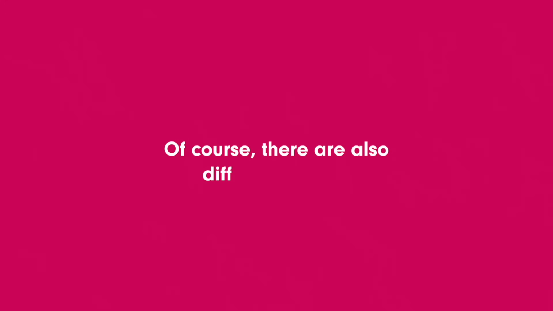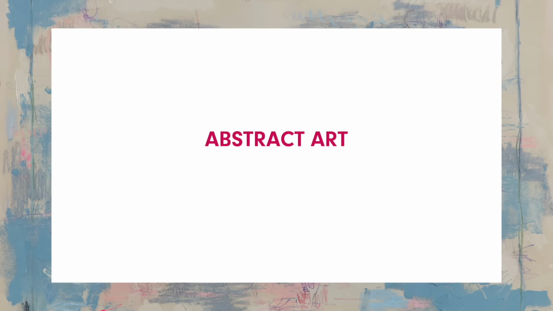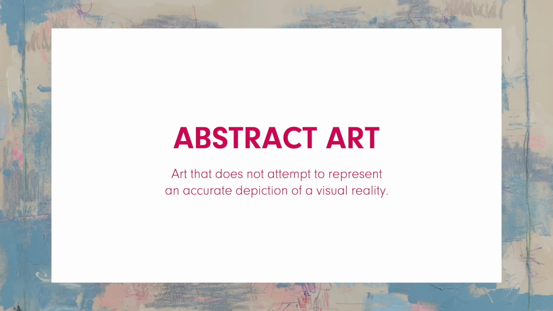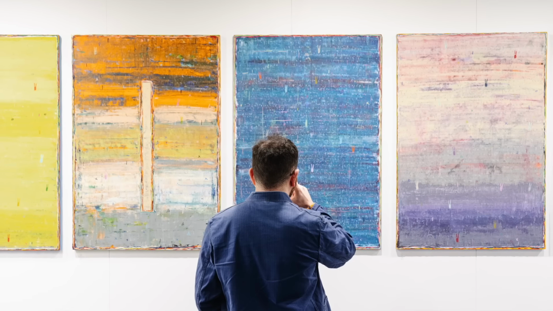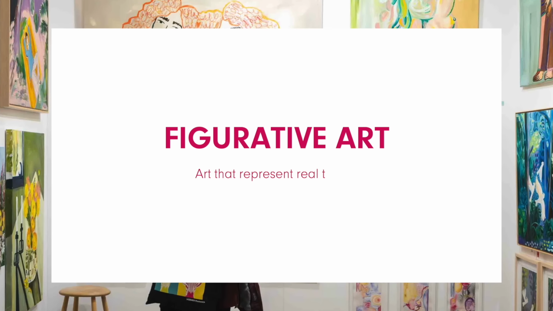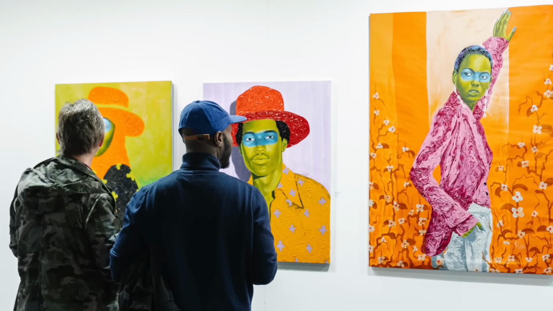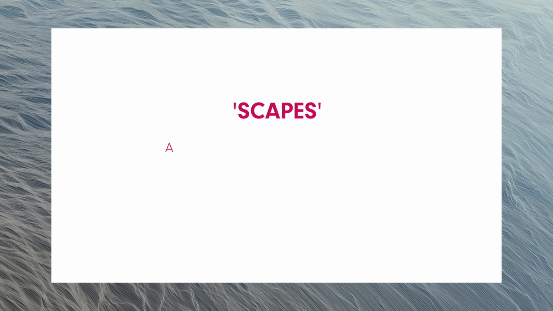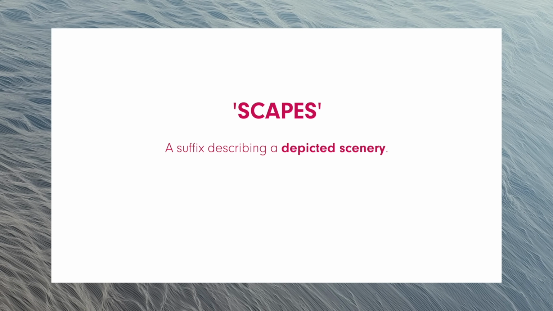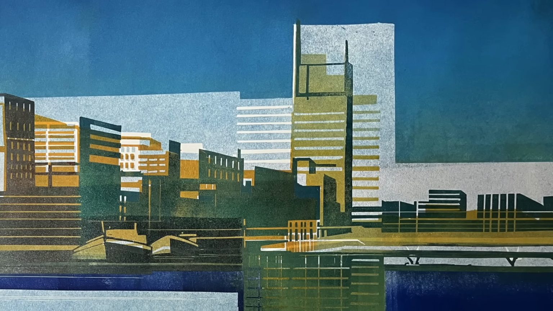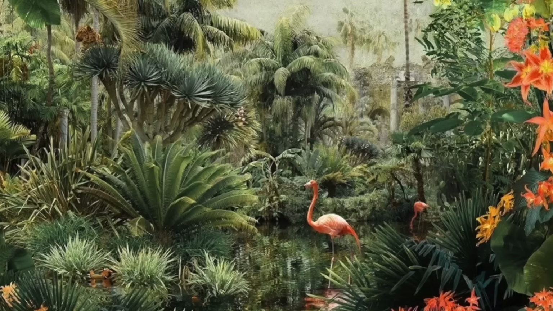Of course, there are also different styles, like abstract, which emphasizes expression and non-representational forms. And then you get figurative, which represents humans and objects more closely to how they look in real life. You might also hear scapes, attached to words that feature certain scenery, a landscape, for example. But you can also get cityscapes and seascapes and junglescapes.